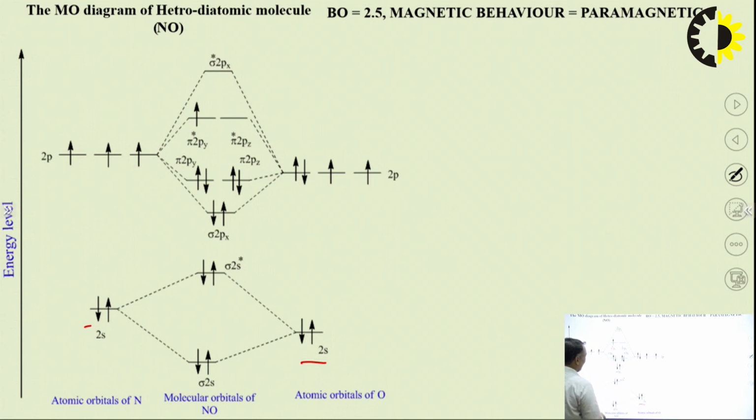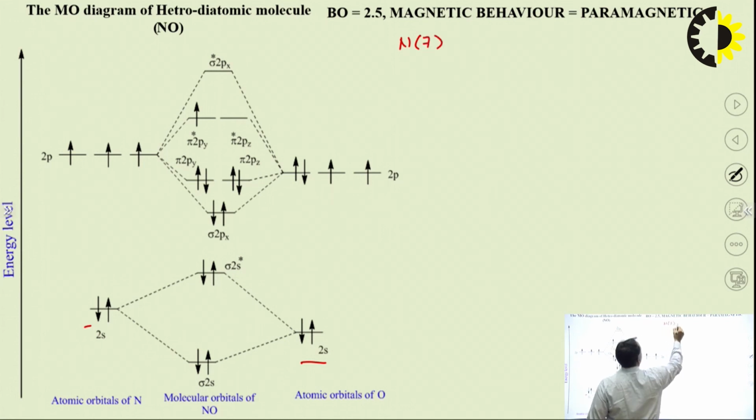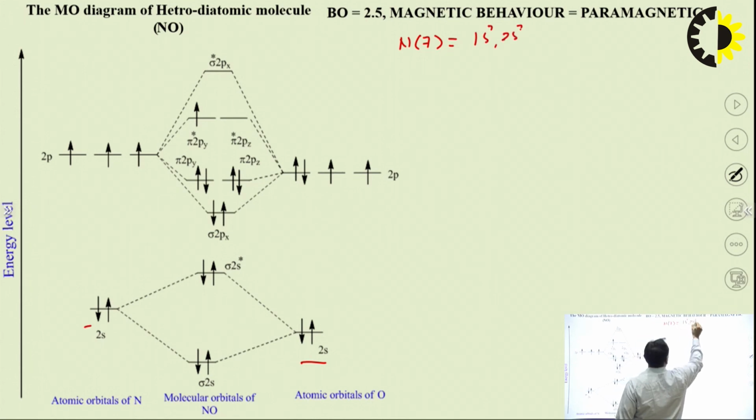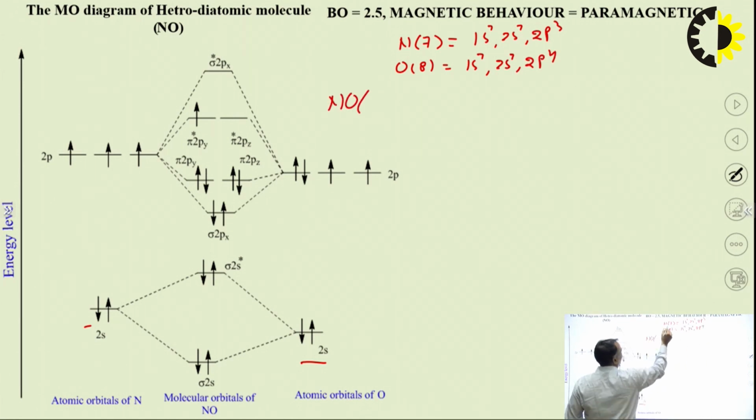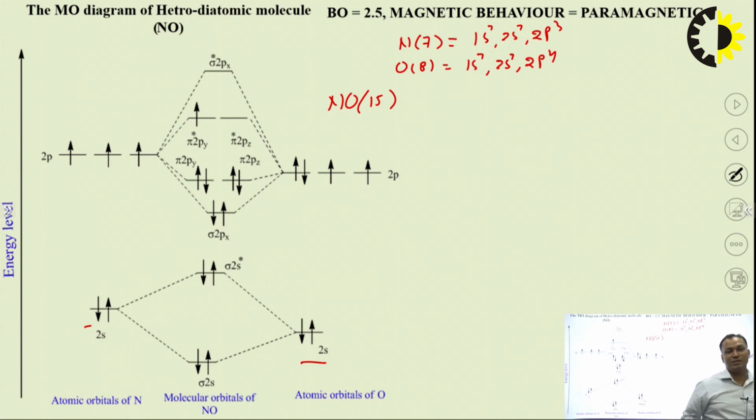So, for NO, the atomic number of nitrogen is 7. So this is 1s2, 2s2, 2p3, and for oxygen it is 8. So, 1s2, 2s2, 2p4. So, for NO, what happened? Total electrons are 15. So, we will follow the configuration above oxygen. So, for above oxygen, what is the configuration?